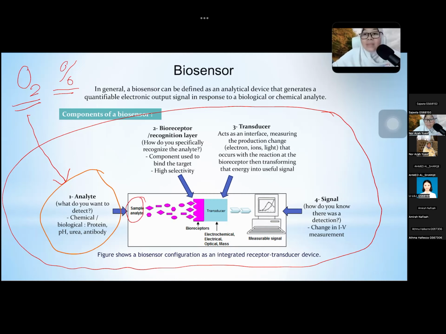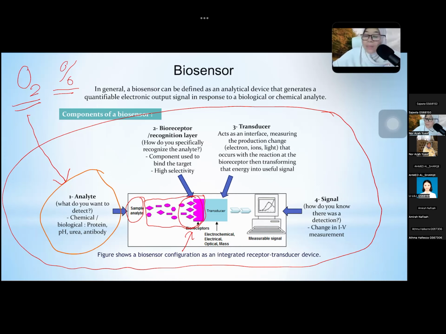Okay, so this is the analyte, let's say it's oxygen. And this is what we call the receptors. It is written there as bioreceptors. If it is a biosensor, then the receptor is biochemical. But if it is a chemical sensor, then the receptors are chemical reagents. That depends.